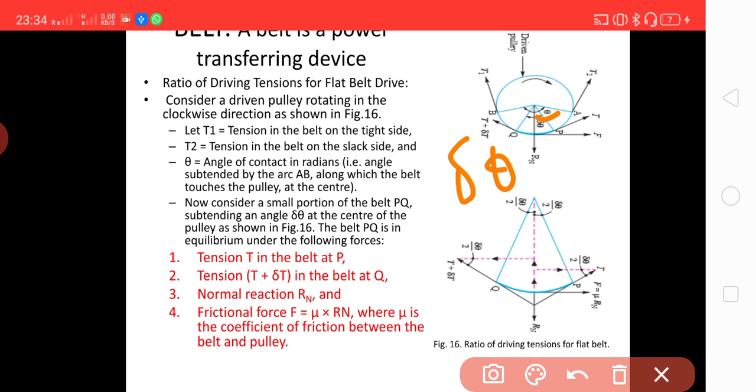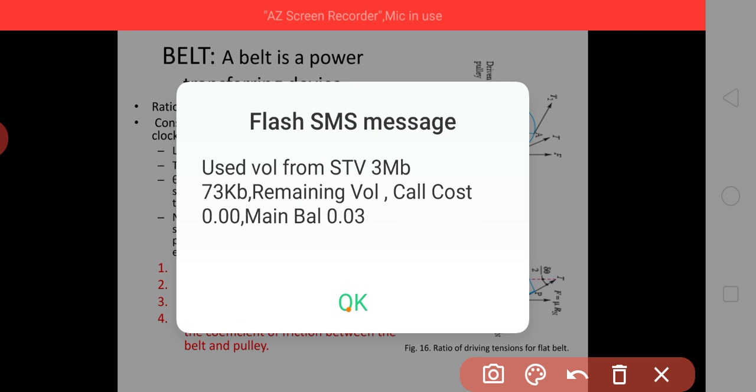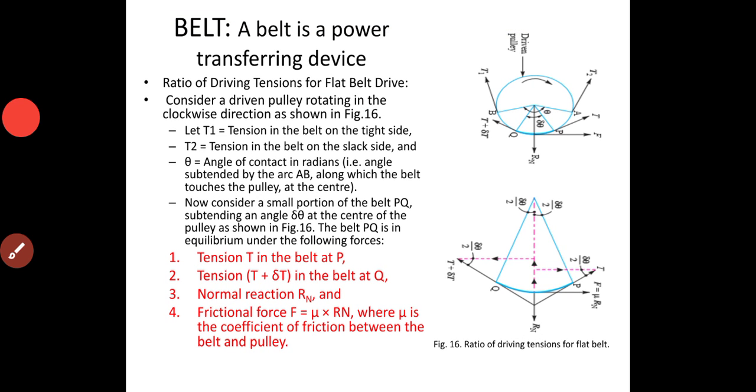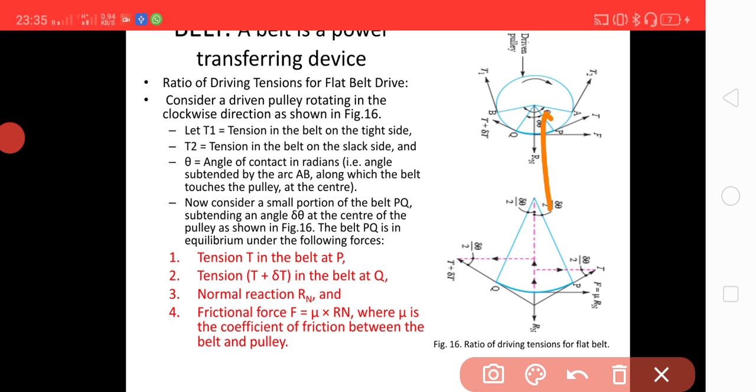Then the belt PQ is in equilibrium under the action of the following forces: that is, tension T in the belt at P, the tension T plus delta T in the belt at Q, normal reaction Rn, which is at the center, and frictional force F, which is towards the slack side, in this side.